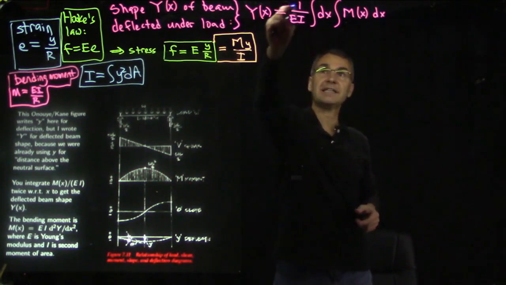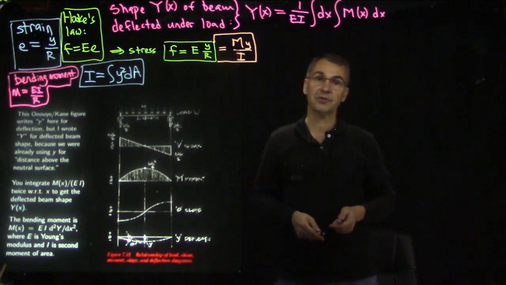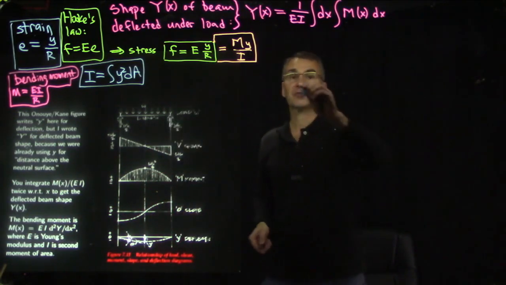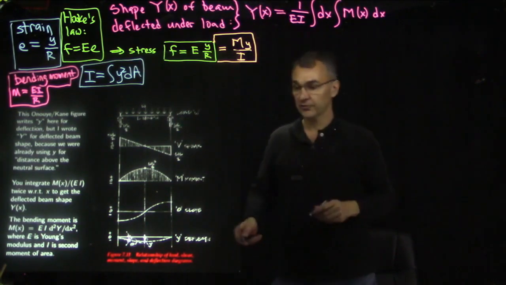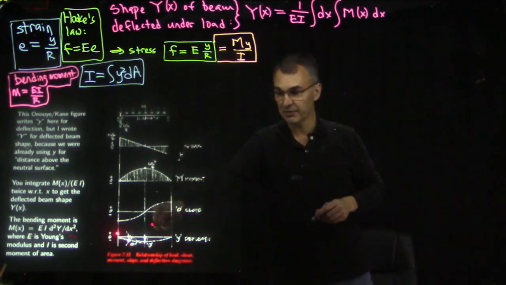Then you can divide by EI and integrate one more time, and you get dy by dx, which is the slope of the beam. And then you can integrate that one more time, and you get y. I use capital Y for this rather than lowercase y because we've already been using lowercase y for the height above the neutral surface. So he writes little y, I prefer to write big Y. So this is the deflected shape of the beam under load.